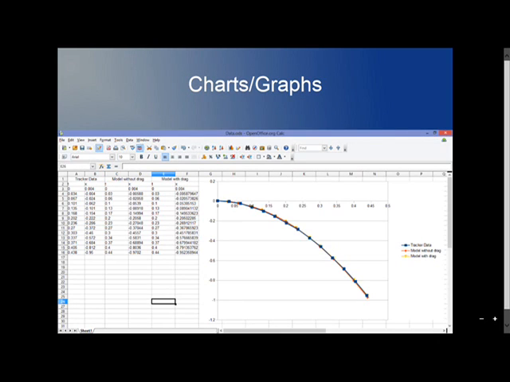And here we can see all three of the different versions of this experiment, where we have the Tracker data, the model without drag, and the model with drag. As you can see, the model without and the model with drag are both very close together, and both of them are very close to the Tracker data.